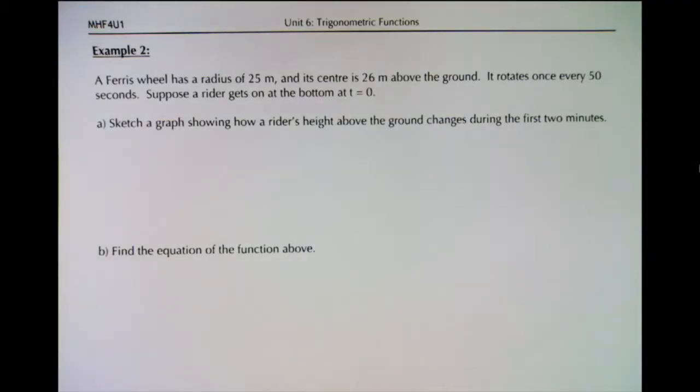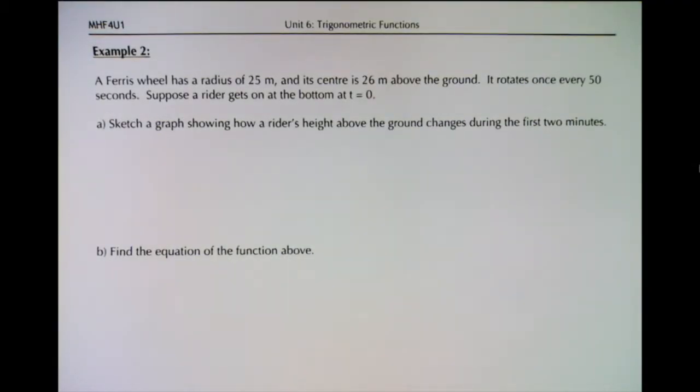Okay, this is lesson 6.6, example 2. And again, we're going to try to model a trig function. So this one's about a Ferris wheel. A Ferris wheel has a radius of 25 meters, and its center is 26 meters above the ground. It rotates once every 50 seconds, and suppose the rider gets on the ride at the bottom at t equals 0. So we need to take this question and pull out as much information as we can.